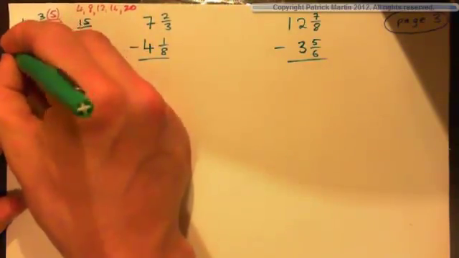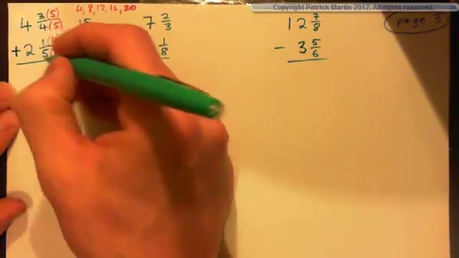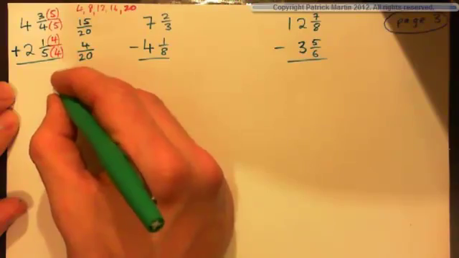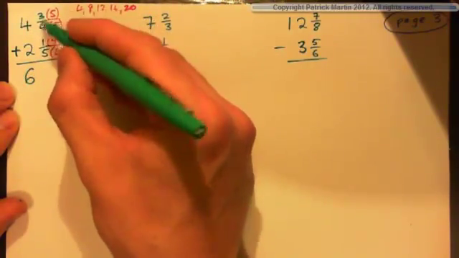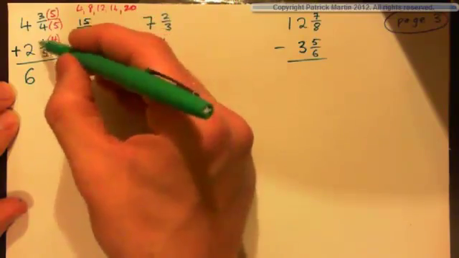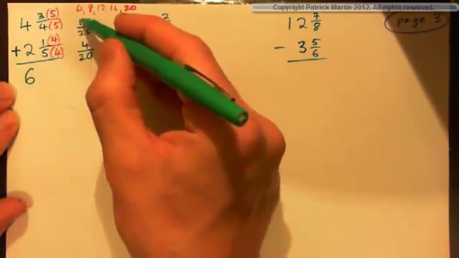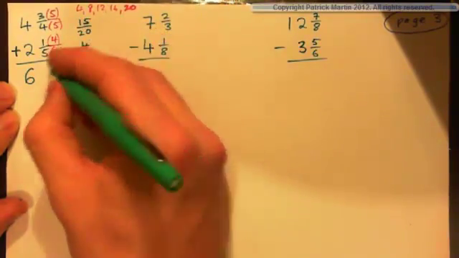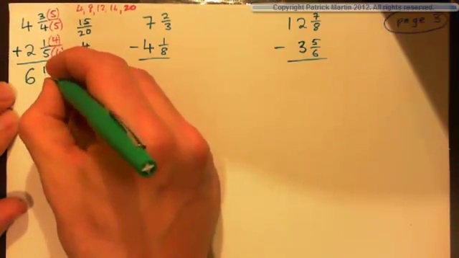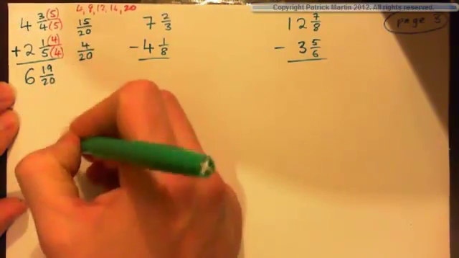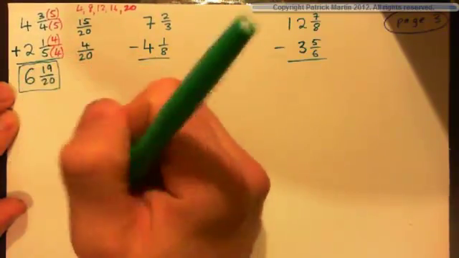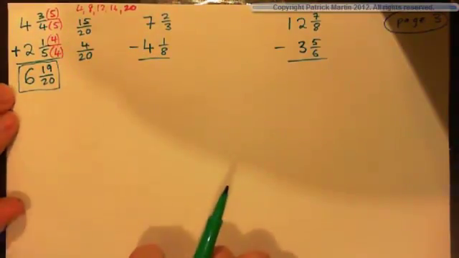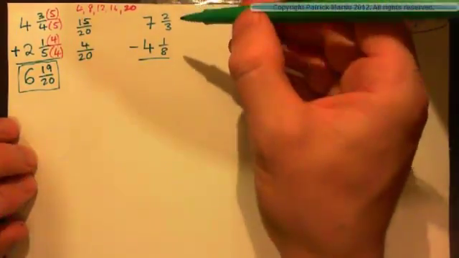And I'm adding. So I've got 4 and 2, that's 6, so that's all right. The 3/4 got turned into 15 20ths, the 1/5 got turned into 4 20ths. So 15 20ths and 4 20ths is, of course, 19 20ths, right? And this is a proper fraction, and so we're done. That's the answer, right? How about subtracting?